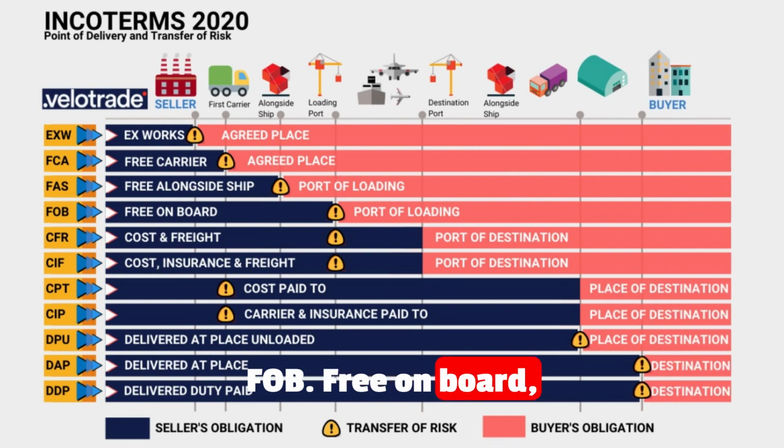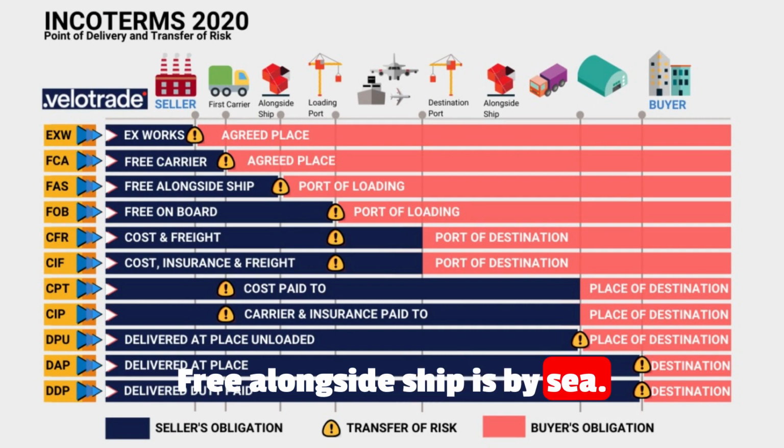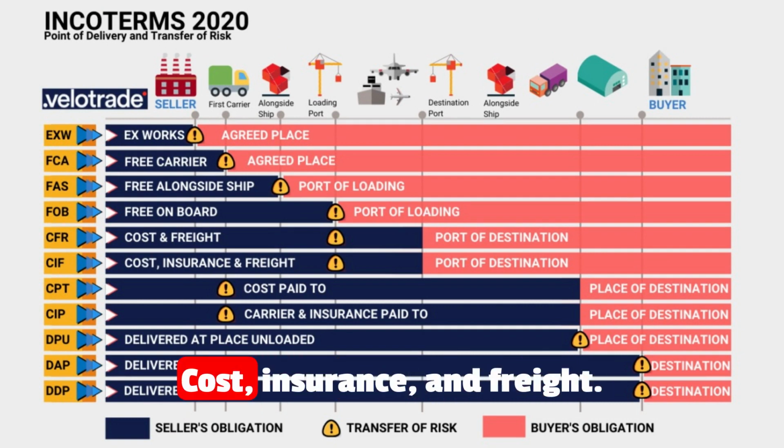FOB, free on board, cost and freight CFR, cost insurance and freight CIF are all by sea. So that means out of these 11 Incoterms, 4 of them are by sea. Free alongside ship is by sea. Free on board is by sea. Cost and freight is by sea. Cost, insurance, and freight, CIF, is also by sea.